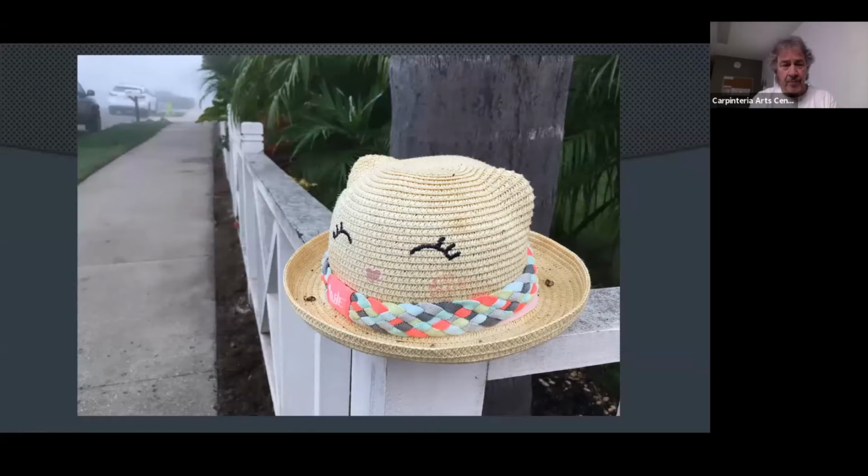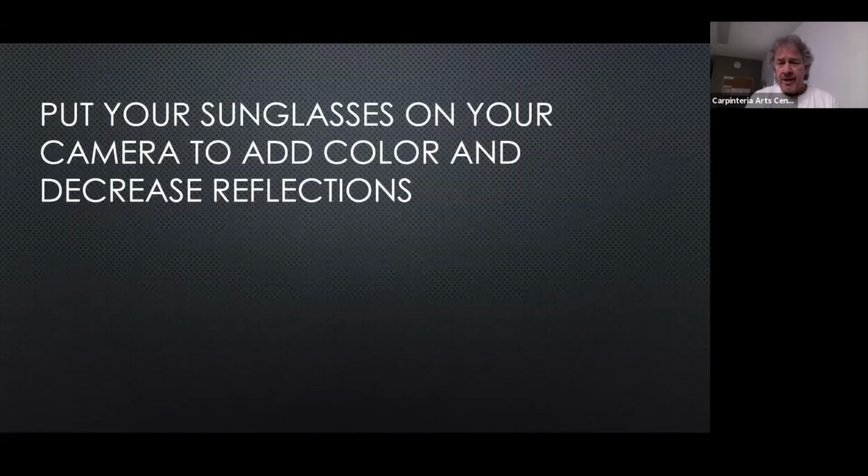Okay, put your sunglasses on your camera. What? Yeah, it's really cool, and you can do it too. What that will do is add color and decrease reflections. It's a little tricky to do, and I don't have my sunglasses with me here, but what you do is you take your camera and get it ready like this, and take your sunglasses off and hold them right up to the lens like that, and just trigger the camera. Probably best in this case to trigger it with the up and down volume, and you shoot right through the lens of your glasses.